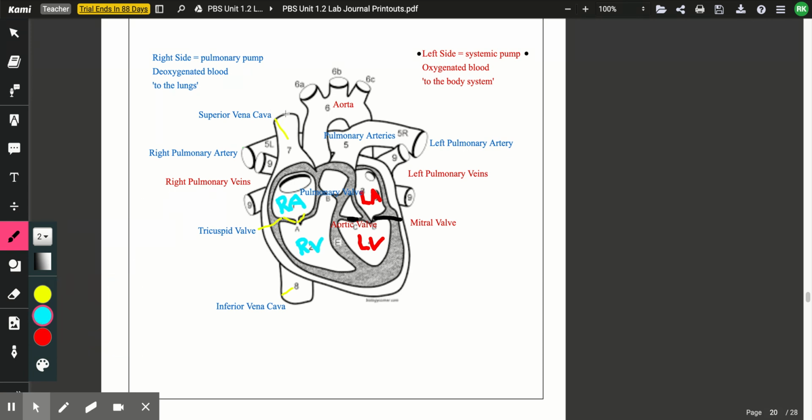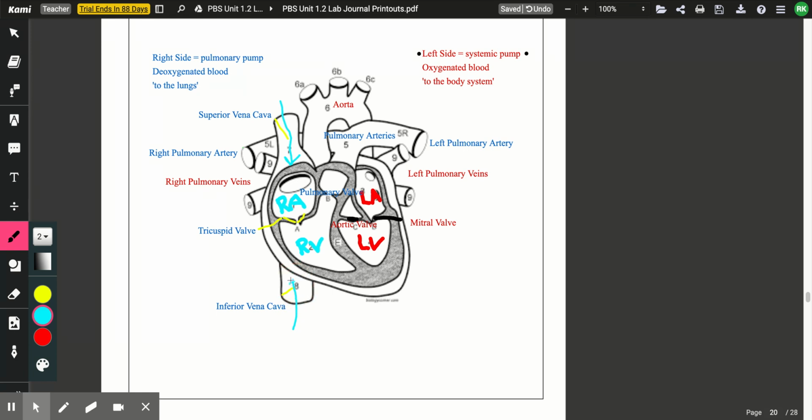We're going to start with the right side of the heart. Blood is either going to come in through the superior vena cava. So I'm going to draw some arrows to show blood flow. If it's coming from the top half of the body, it's coming through the superior vena cava. If it's coming from the bottom half of the body, it's going to go through the inferior vena cava.